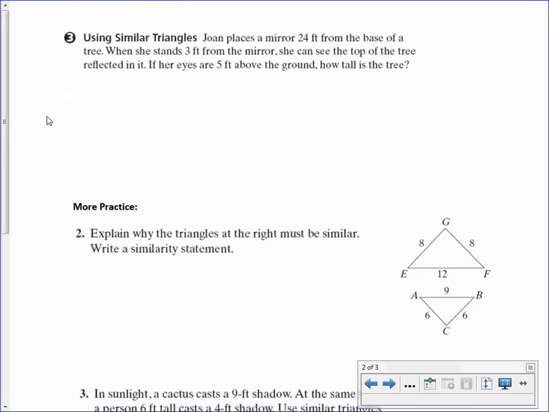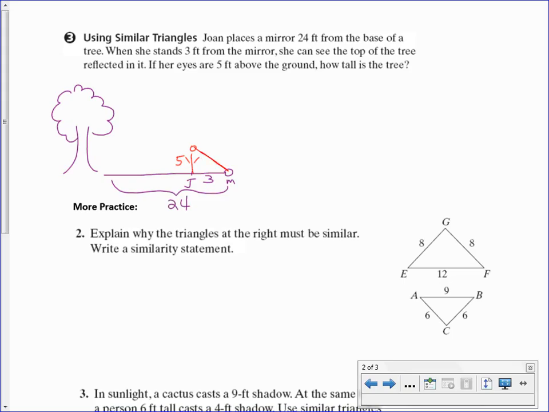Please ignore it. Onto the back, very quickly, we have similar triangles with somebody looking in the mirror. Setting up this picture is pretty challenging. It says that Joan is placing a mirror 24 feet from the base of a tree, and then she stands 3 feet from the mirror. So that's 3, and this whole thing is 24. If she is 5 feet up and she looks in the mirror, she can see the top of the tree. So my figure looks like this.